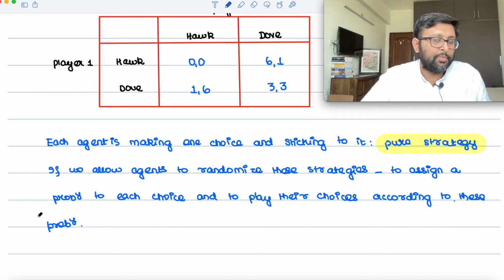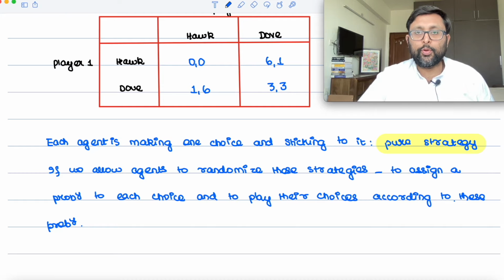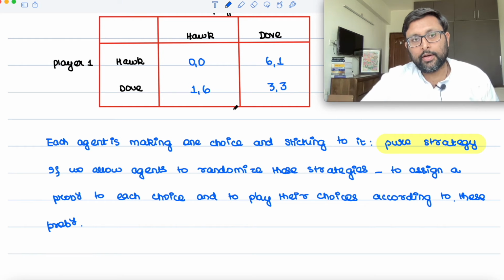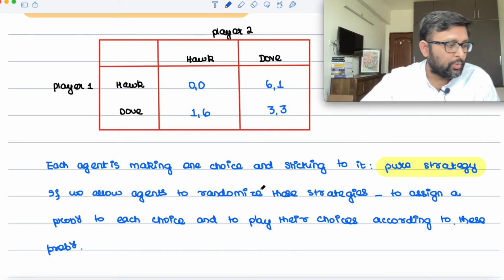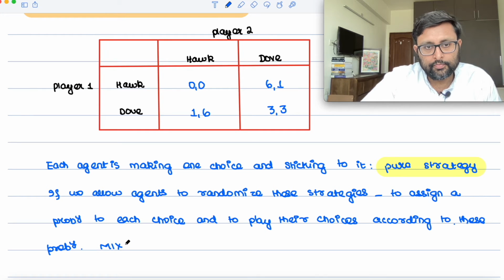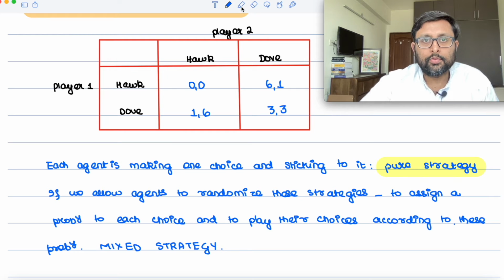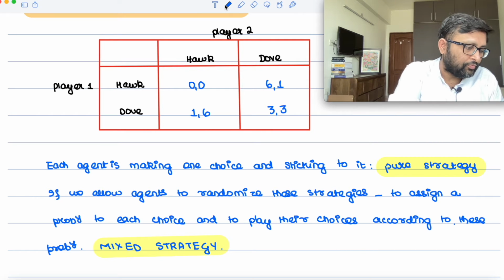So maybe 50% of the time player one is going to play hawk, and 50% of the time player one is going to play dove. 30% of the time player two is going to play hawk, and 70% of the time player two is going to play dove, like that. So that's what mixed strategy is. This kind of strategy is what is called mixed strategy.